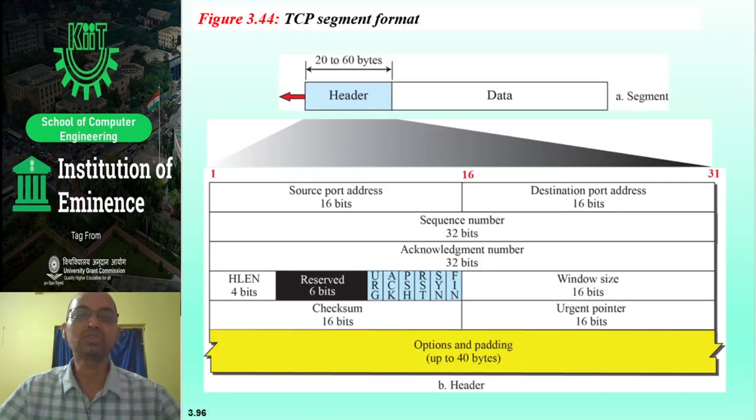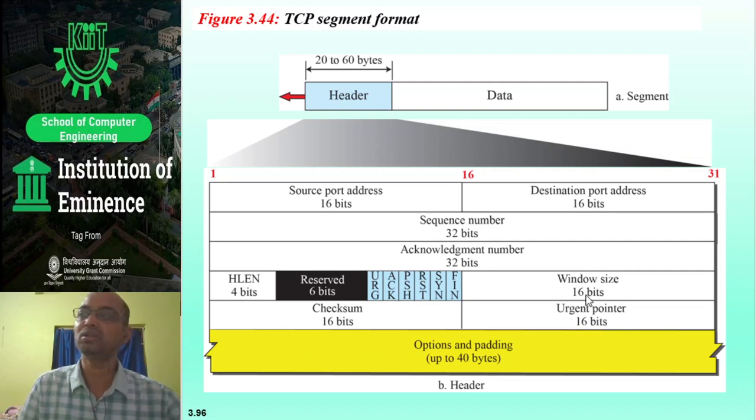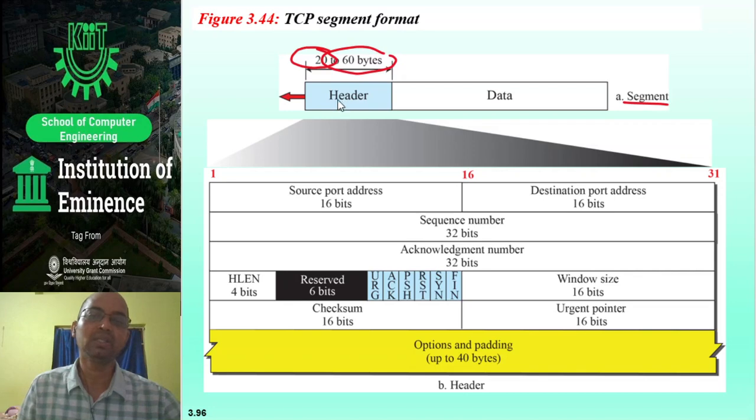The TCP structure looks like this: header and data. The header length varies from a minimum of 20 bytes to a maximum of 60 bytes. Then the data field; combined, these two are called a segment. The unit of data in the TCP transport layer is called a segment. If we are not using padding or option fields, then the header is 20 bytes minimum. If you compare this with UDP, UDP is 8 bytes minimum, whereas TCP is 20 to 60 bytes variable.